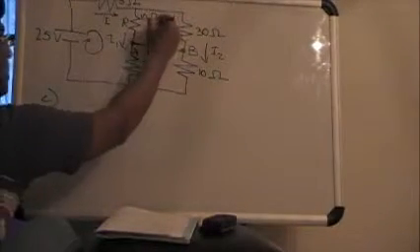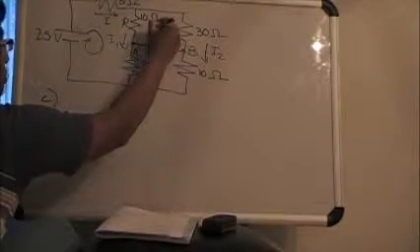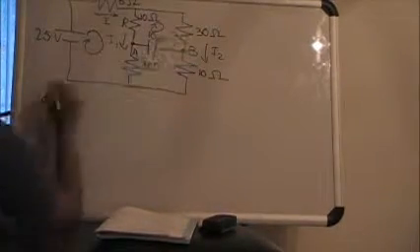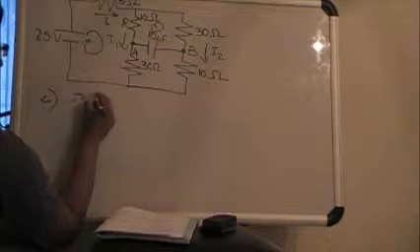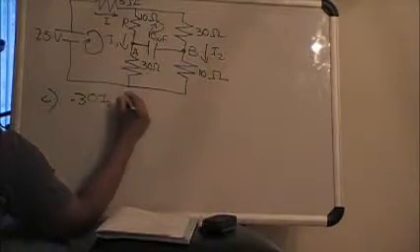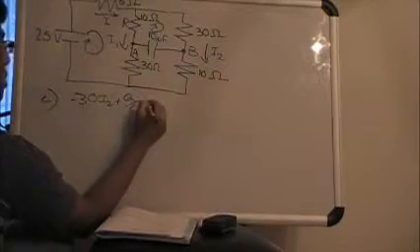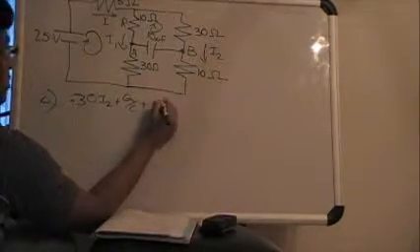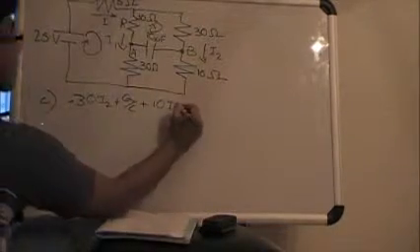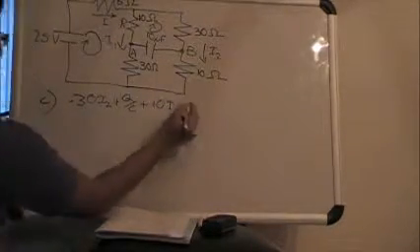To find the charge on the capacitor, we use a Kirchhoff's rule loop over here. And so the equation will be negative 30 I2, because it's in the direction of the current, plus Q over C, plus 10 I1, because it's in the direction opposite of the current. That's why it's a plus, equals 0.